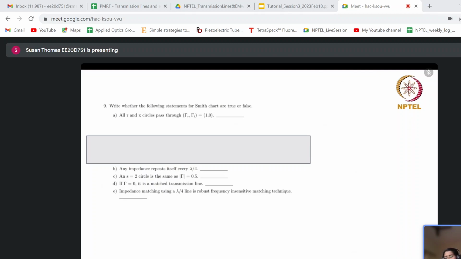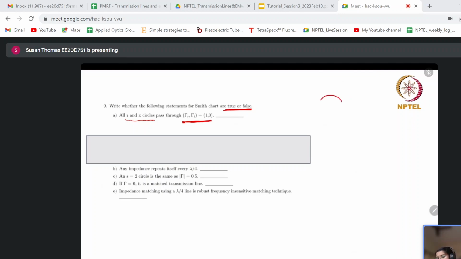Now let's move on to the next question. Write whether the following statements are true or false. All R and X circles pass through gamma R, gamma I equal to 1, 0. So R circles and X circles pass through 1, 0. Whether it's a true or a false statement.